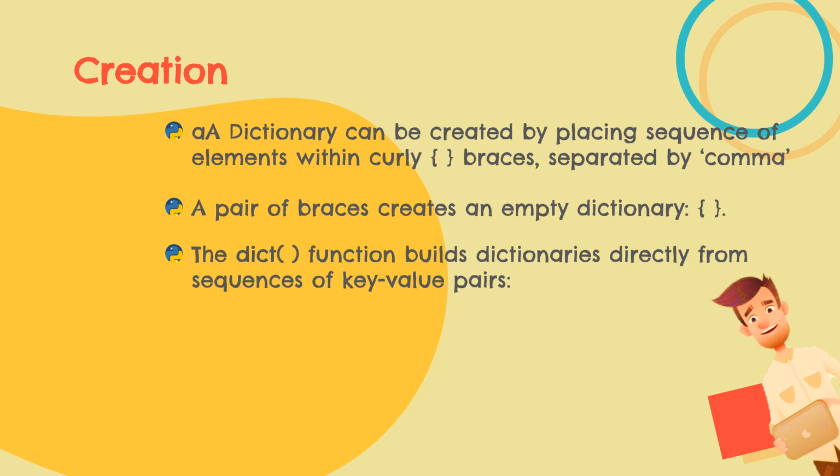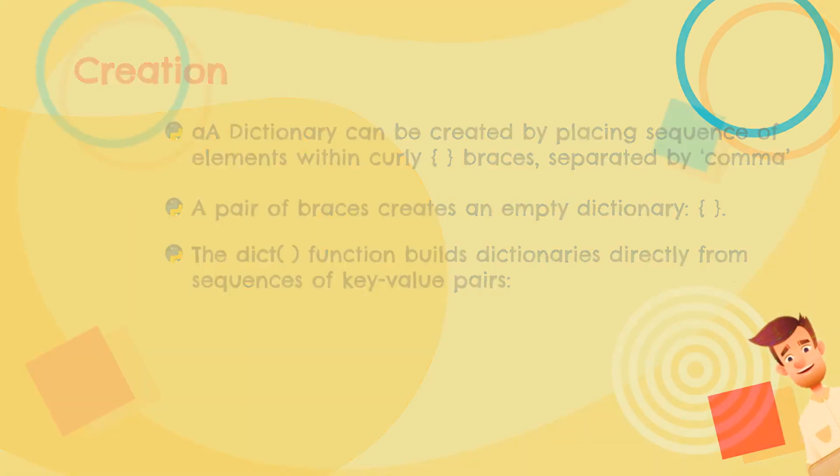If elements are passed into that particular function, it creates a dictionary with the key and value pairs. If no arguments or no values are passed into this dict function, an empty dictionary is created. If values are passed there, a dictionary with the key value pairs is created.